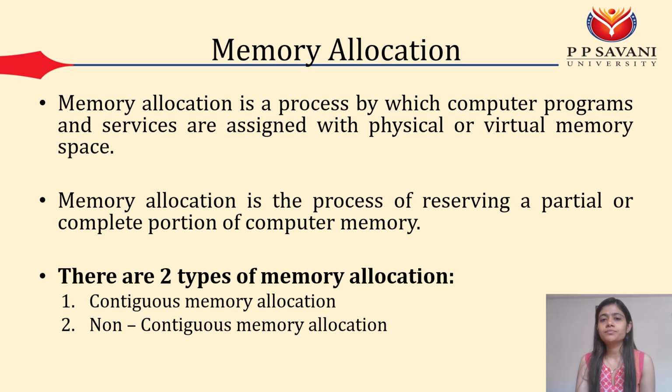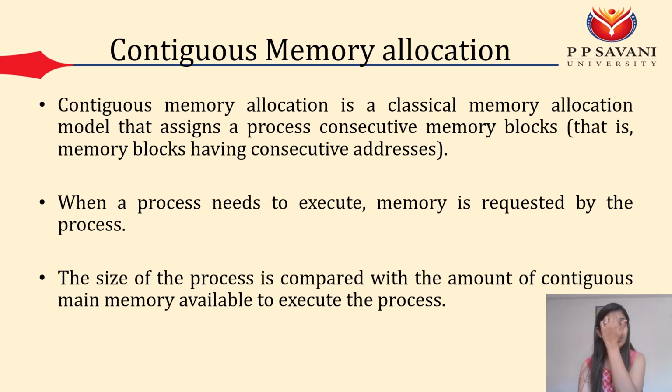There are two types of allocation, as we have discussed. Memory allocation is the process by which computer programs and services are assigned physical or virtual memory space. It is the process of reserving a partial or complete portion of computer memory. The two types are contiguous memory allocation and non-contiguous memory allocation. What is contiguous memory allocation? In contiguous memory allocation, we assign a process consecutive memory blocks, that is, memory blocks having consecutive addresses; then we are able to allocate that process in memory.